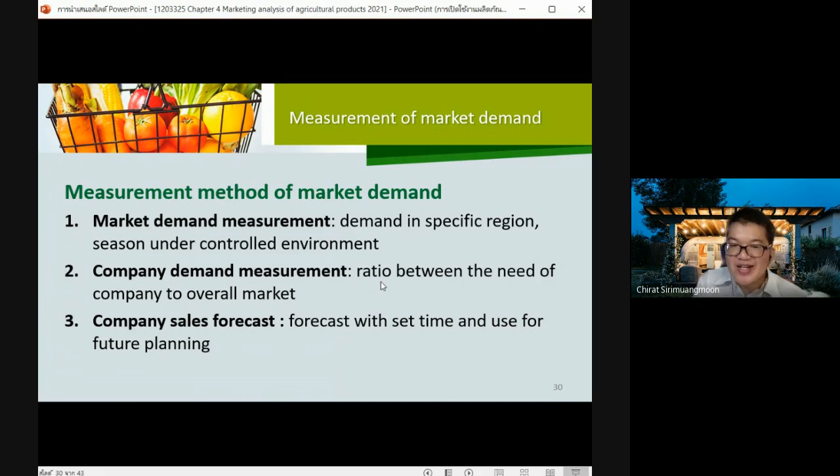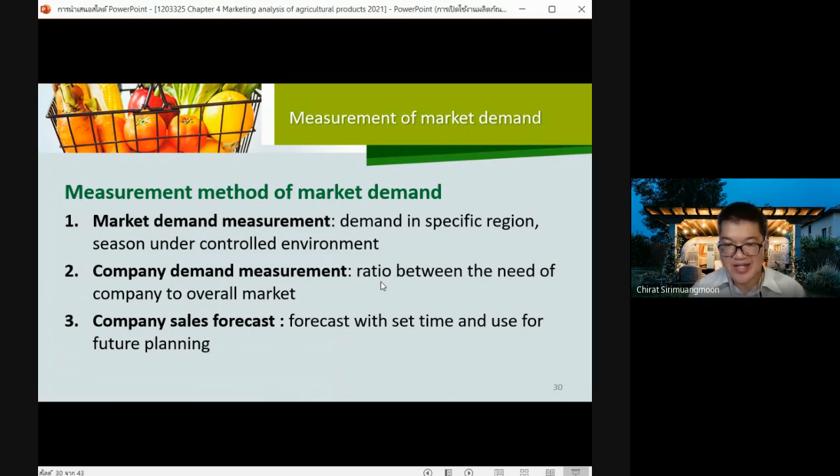Okay, then company demand measurement. Company demand measurement is the measurement in terms of the ratio between the needs of your company and the overall market. So you need to see the ratio between what you need and the overall market. Third one, company sales forecast. Sales forecast is where you just predict what will happen. So you forecast with a set time and use it for future planning.